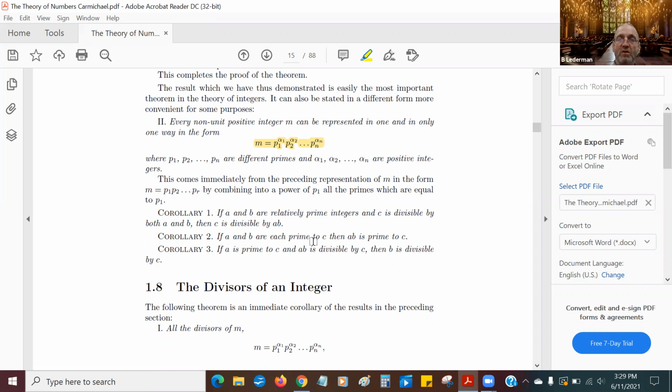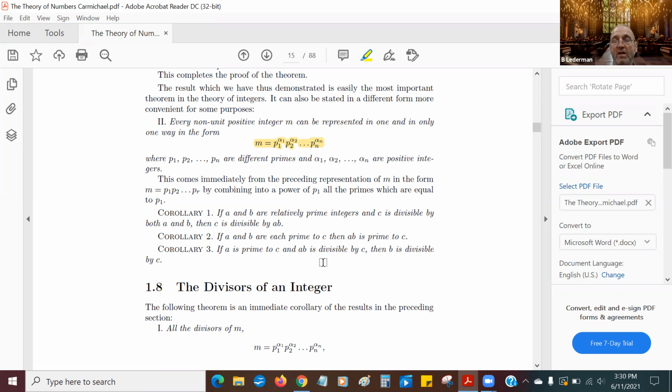And if a and b are each prime to c, then ab is going to be prime to c. That also makes sense, since there are no common factors. And finally, corollary number 3: if a is prime to c and ab is divisible by c, then b is divisible by c. That's the only way it's going to work, because it's not coming from the a, it's coming from the b.